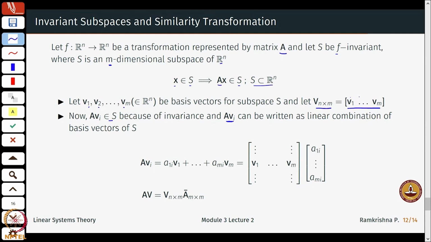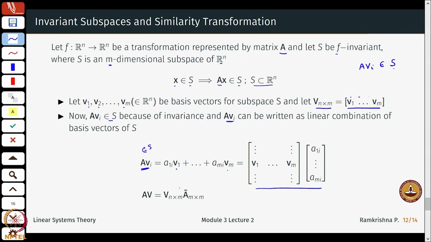So, let us see this again. I am taking one basis vector Vi. A times Vi will always be an element of S, because of the invariance property of S, and we know that each element of S can be written as a linear combination of its basis vectors. So, AVi, which is an element of S, can be written as a linear combination of these basis vectors V1 till Vm, and I can write an equivalent matrix representation of this like this.